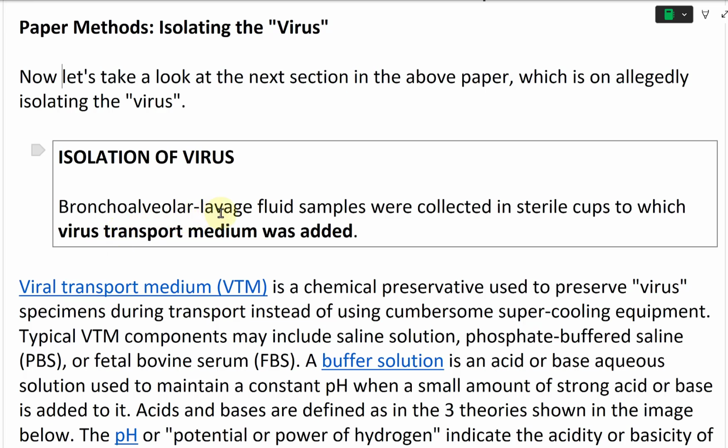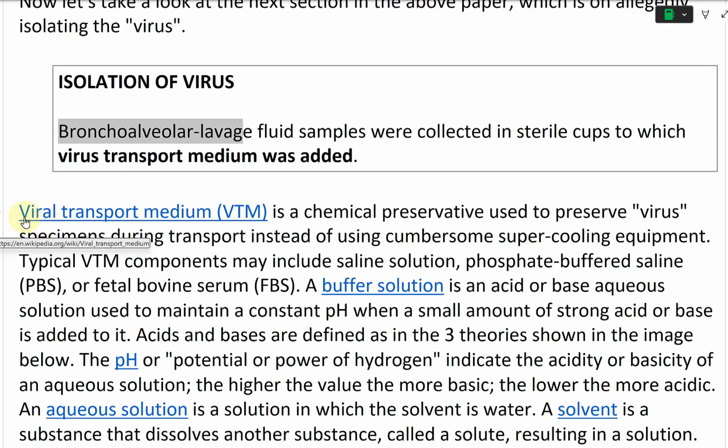bronchoalveolar lavage fluid samples were collected in sterile cups to which virus transport medium was added. All right, and remember that this bronchoalveolar lavage fluid is they just put a tube down the throat and put a fluid inside, and then extract that fluid and all the material inside in the lower respiratory tract. All right, so they put this in sterile cups to which virus transport medium was added. And so virus or viral transport medium, VTM, is a chemical preservative used to preserve "virus" specimens during transport instead of using cumbersome supercooling equipment.